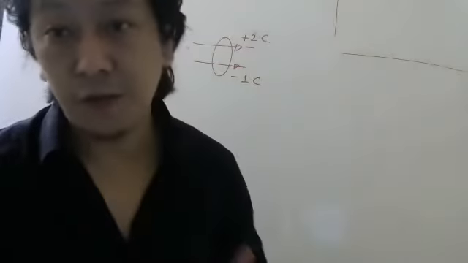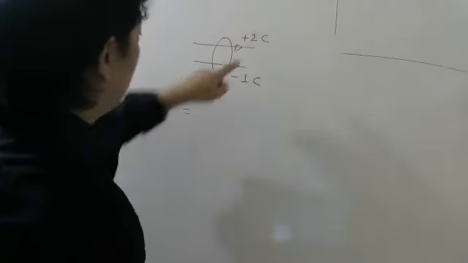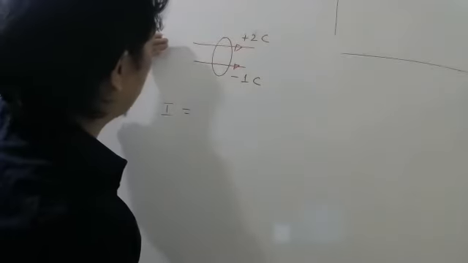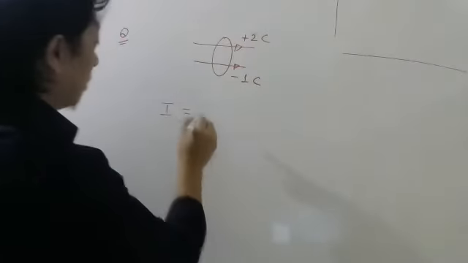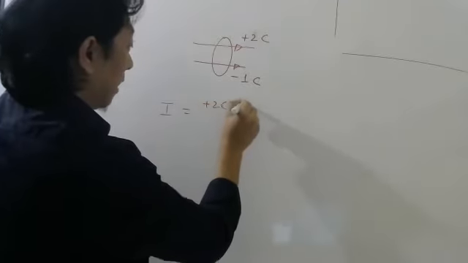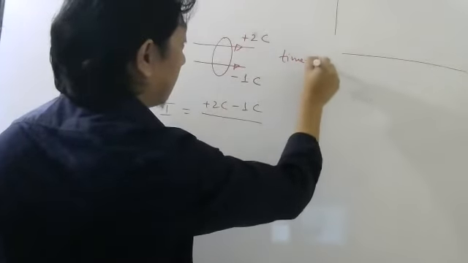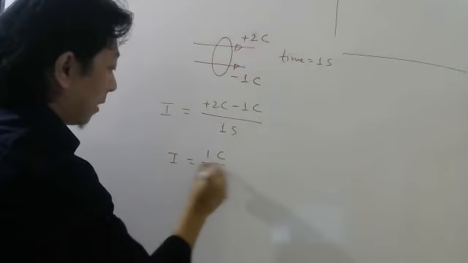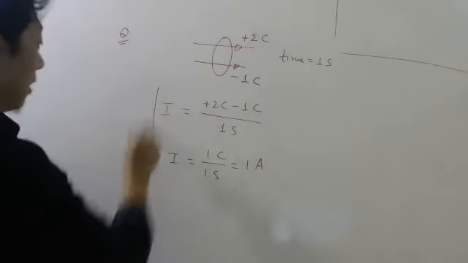Okay. There are two ways to do this. First method is find the total charge. Which is greater? 2 coulomb is greater than minus 1 coulomb. So total charge crossing will be 1 coulomb this side. So total charge will be plus 2 coulomb minus 1 coulomb divided by, let's say time is 1 second. Then current will be 1 coulomb by 1 second, which is 1 ampere. This is one method of doing.